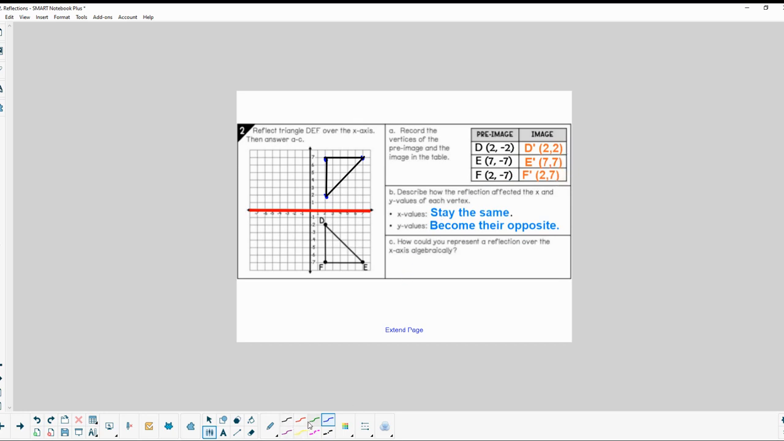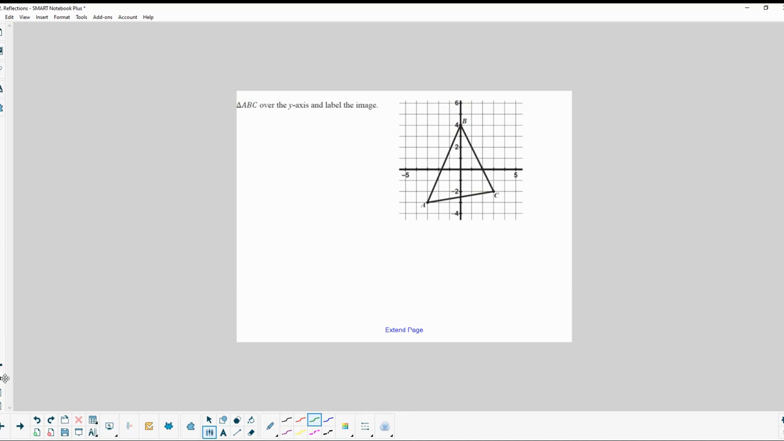So what would the algebraic rule for that one look like? x comma y would become x comma negative y. That would be the opposite image. So there we go. That's the two main rules for today. All right, so triangle ABC, we're going to reflect it over the y-axis and label the image. So if we reflect it over the y-axis, keep in mind the y-axis is this axis right here.